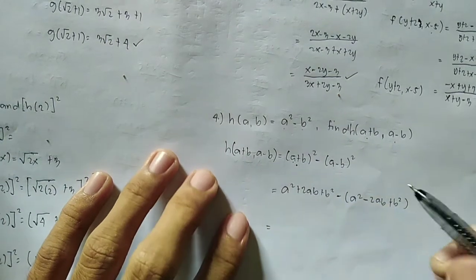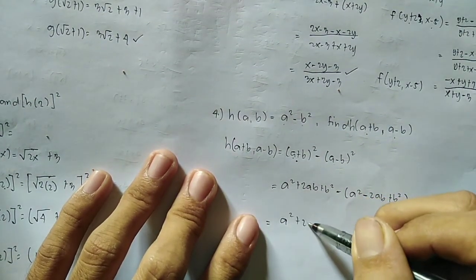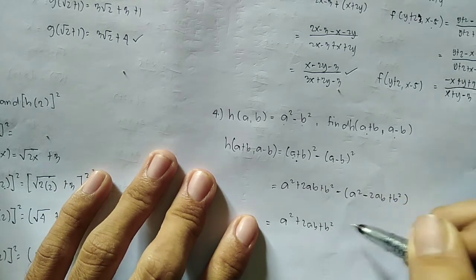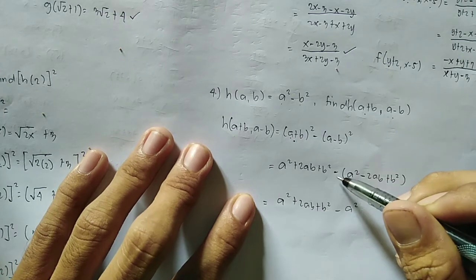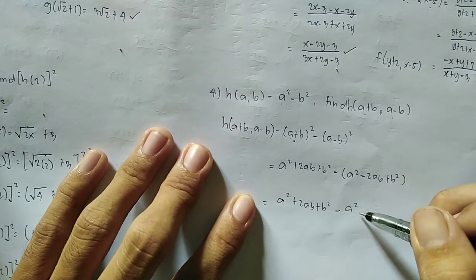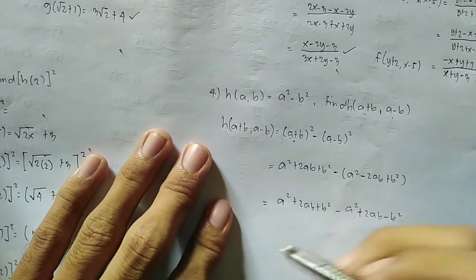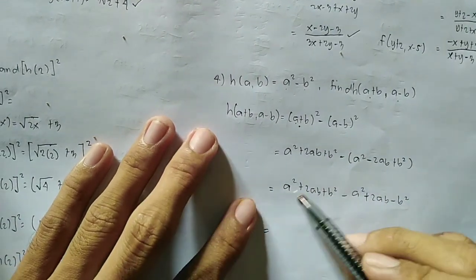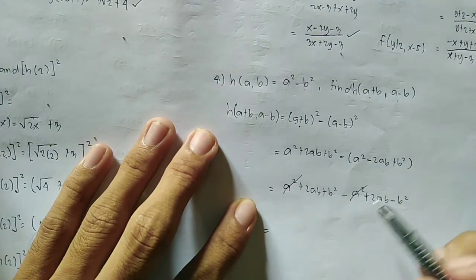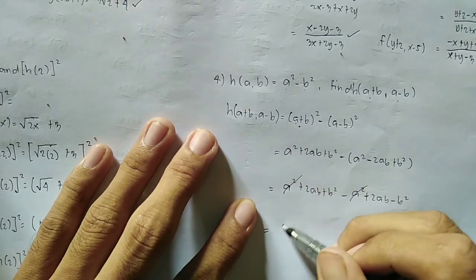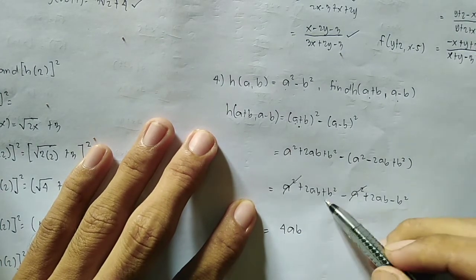So combining like terms, we have a squared. Okay, let us simplify further: 2ab plus b squared minus a squared. Just distribute the negative sign to the entire expression here, so positive 2ab minus b squared. So the remaining a squared minus a squared will be cancelled out. Then we have 2ab plus 2ab, that will become 4ab. Then we have b squared minus b squared, that will be cancelled out.